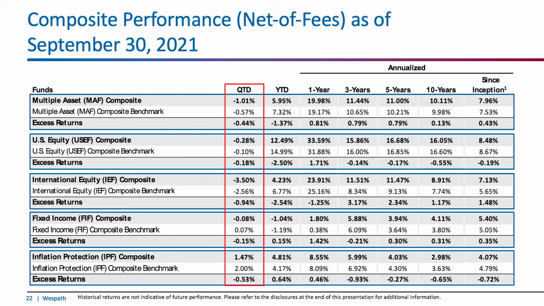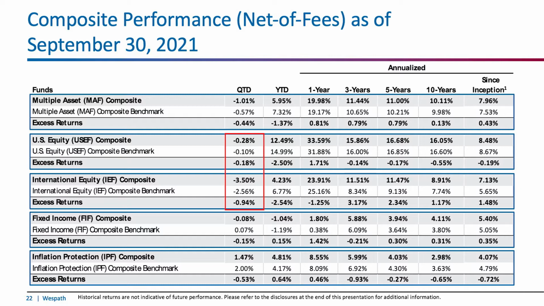We did see some market decline in the third quarter that had impact on 4 of the Wespath funds that comprise the Multiple Asset Fund, which were down for the quarter and modestly underperformed their benchmarks. Focusing on the 2 equity funds, which are the first 2 funds listed below the Multiple Asset Fund on the slide, these 2 funds comprise about 65% of the Multiple Asset Fund and were the primary driver of the quarter results of the Multiple Asset Fund.